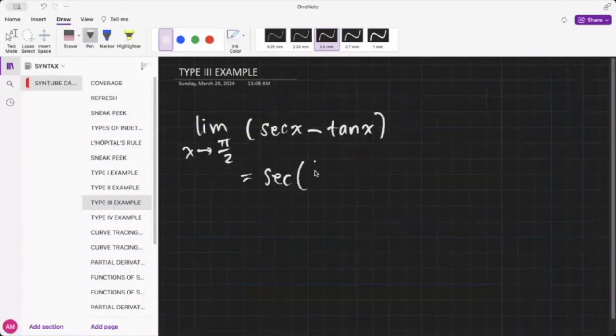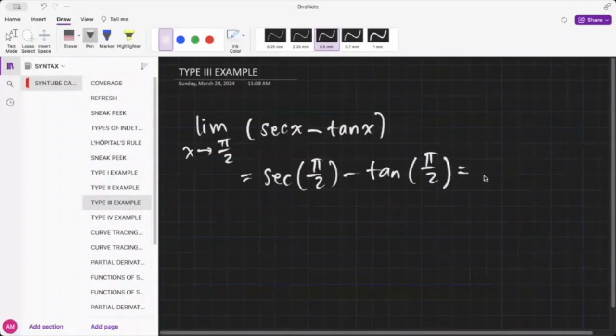Secant of pi over 2 minus tangent pi over 2, you'll actually get infinity minus infinity. Okay? So this is type 3 indeterminate form. In this case, we can try expressing these trigonometric functions into sines and cosines. So, para mas simplify sila.